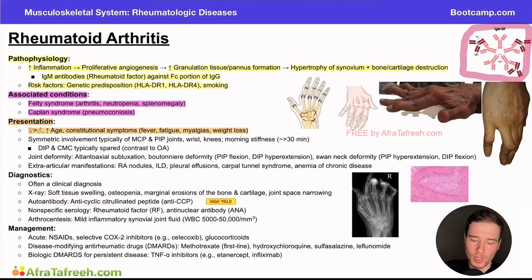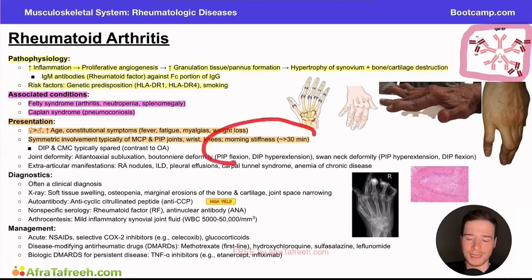So what are some of those specific symptoms? Well, we can have symmetric involvement of some of the joints, particularly the MCP or PIP joints, as well as the wrist, knees, and some morning stiffness that lasts greater than 30 minutes. Super, super important here. This is contrasting with osteoarthritis. Remember, osteoarthritis is typically asymmetrical. It typically involves one joint or the other. It also typically has morning stiffness that lasts less than 30 minutes.